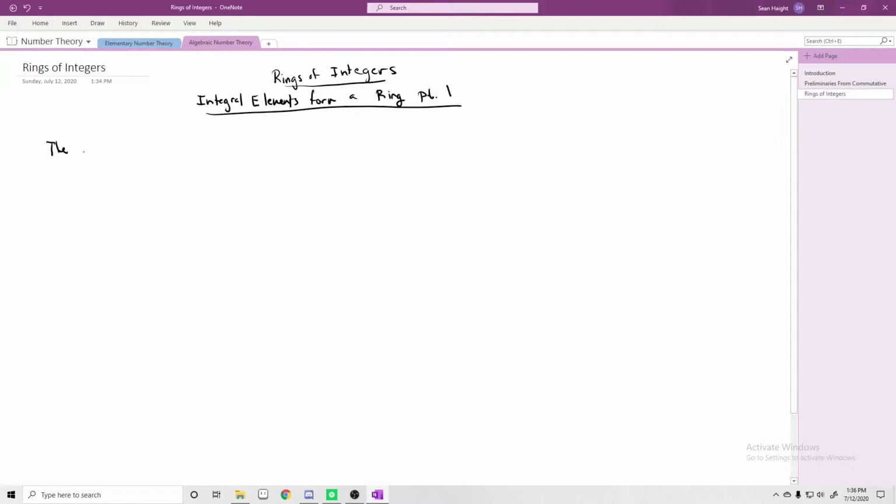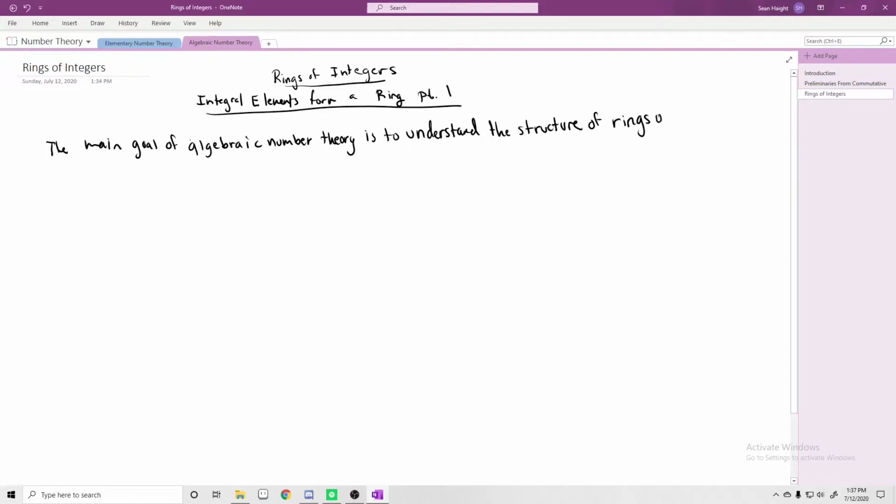So, the main goal of algebraic number theory, or one of them, maybe it's not totally kosher to say the main goal, is to understand the structure of rings of integers and finite extensions of Q.